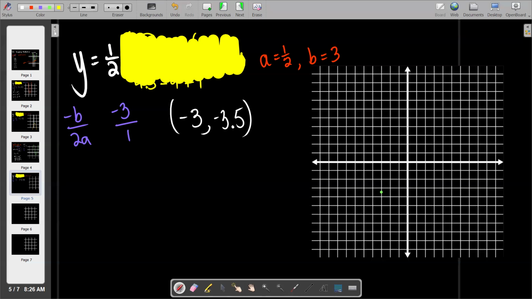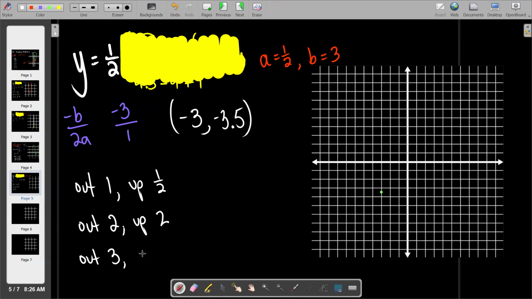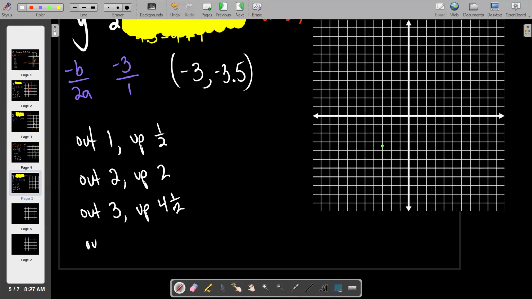This is the part where you might get lost. So I'm going to write this down. If we go out 1, we go up a half. If we go out 2, remember, we normally would go up 4. What's half of 4? So we go up 2. If we go out 3, normally we'd go up 9. What's half of 9? 4.5. I'll be consistent here. I'm thinking we can do probably one more. If we go out 4, normally we'd go up 16. What's half of 16? So we go up 8.